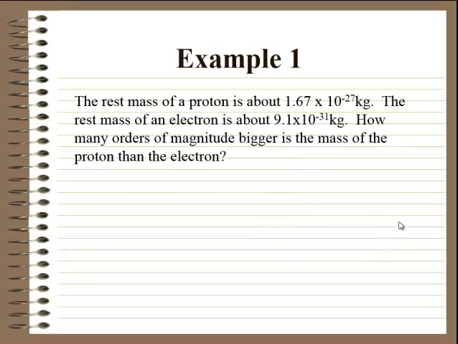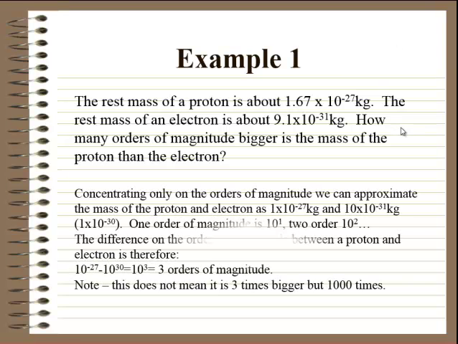Let's go through a couple of examples. The rest mass of a proton is 1.67 times 10 to the minus 27 kilograms. The rest mass of an electron is 9.1 times 10 to the minus 31 kilograms. How many orders of magnitude bigger is the mass of the proton than the electron? So please pause the video to try and answer this question. And now you've answered this question, you should have a solution which looks a little bit like this.